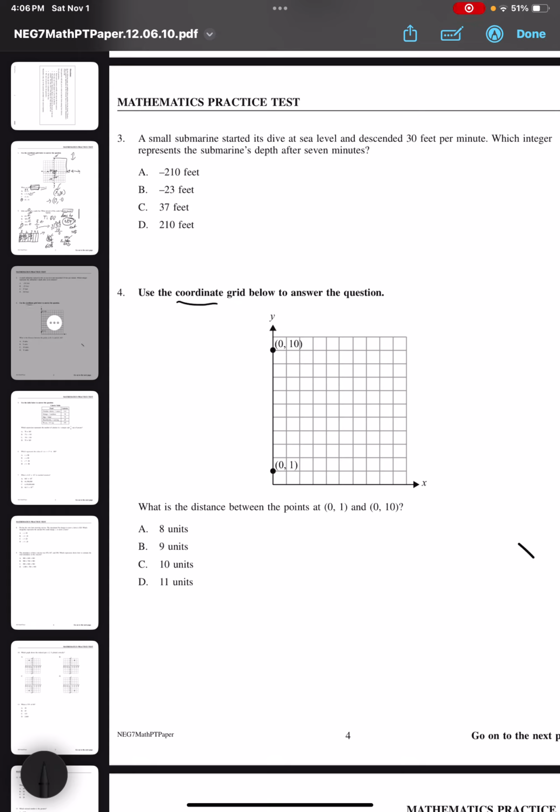So first piece, a small submarine started its dive at sea level, and descended, that's the first key word, 30 feet per minute. So 30 feet, and we're going to put per minute. Per minute means 1 minute. So let's put equals 1 minute.